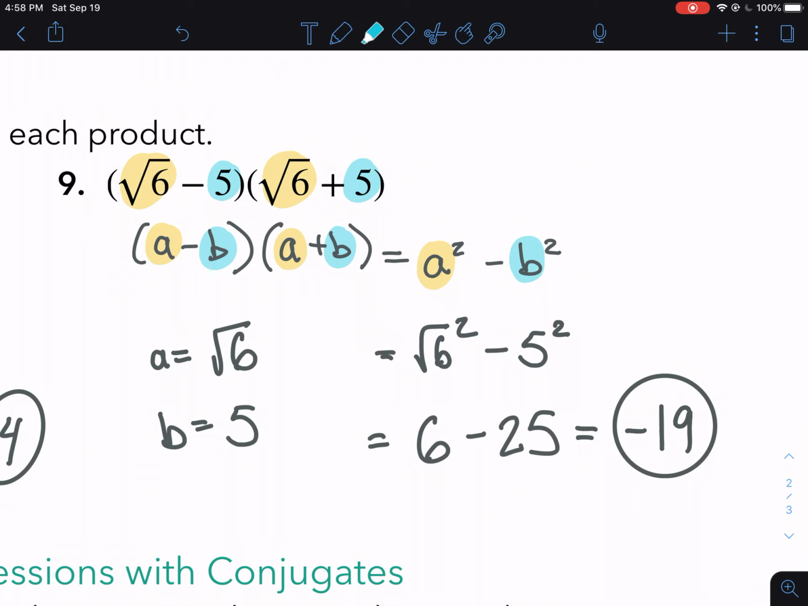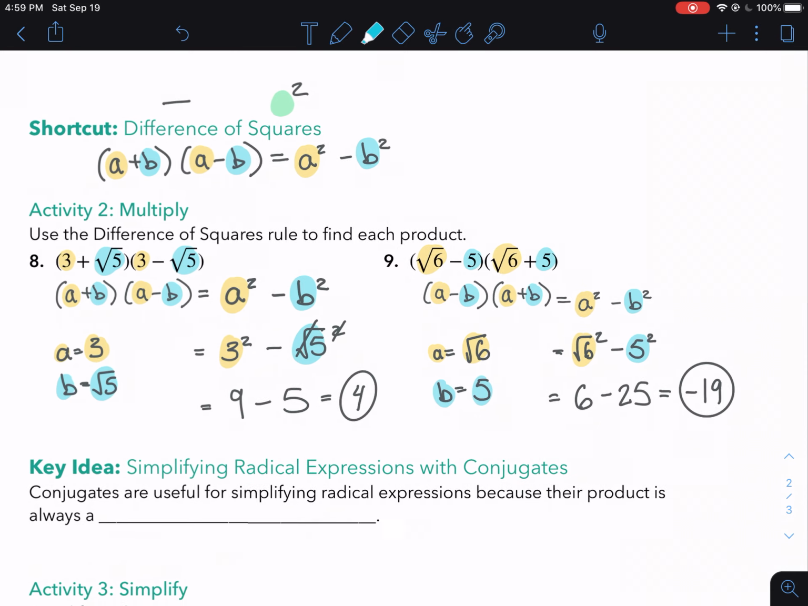Cool. Again, just to follow up, every time we have an A, we placed the square root of 6 there. And every time we have a B, we placed 5 there. And it came out to negative 19.